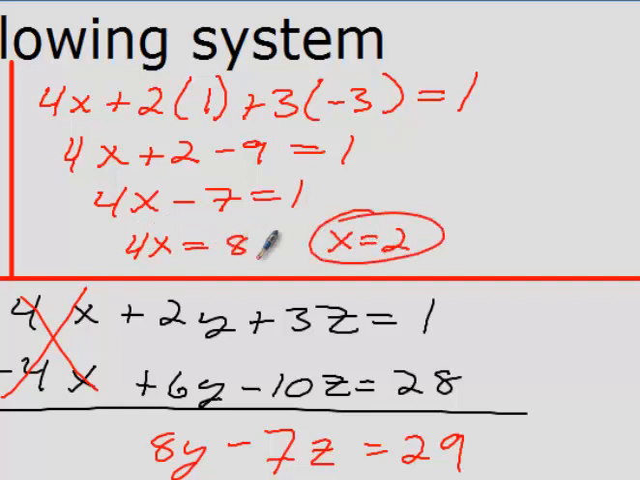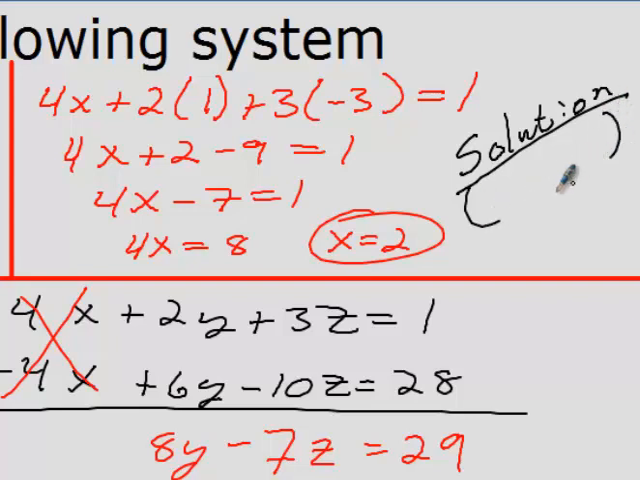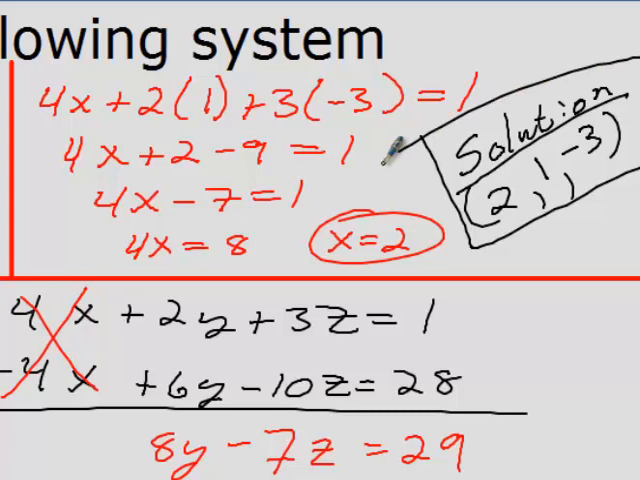Okay. Not yet. I have to write out my solution as an ordered triple. And they go in alphabetical order, X, Y, Z, right? So what's my X value? What was my Y value? And what's my Z value? Now I'm done. But you can see why it takes a while, right?